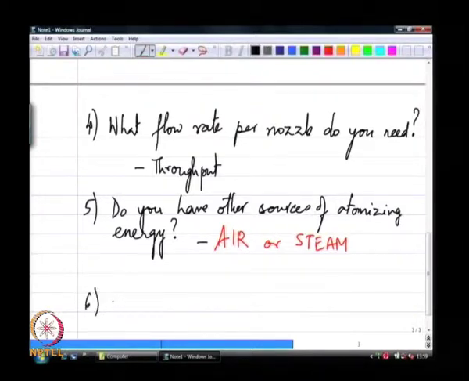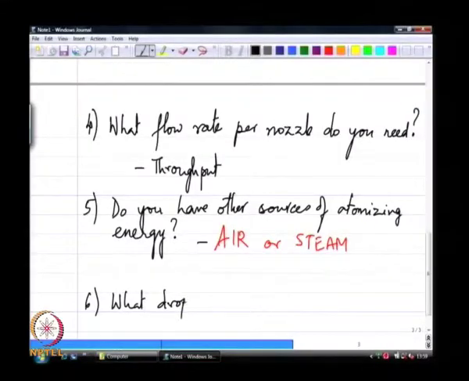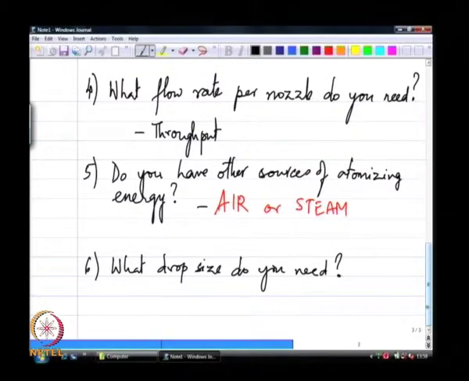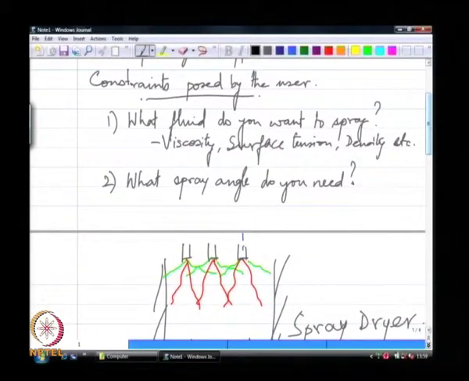There is one last question which your customer may believe is just simply Greek and Latin: what drop size do you need? Very often we find in the industry that drop size is something that they really have no control over. They really do not try to control it. It is like an afterthought. But it is worth asking the question, especially with the product manufacturer example. So, let us go through these questions and see how the design or selection process is influenced by each of these.